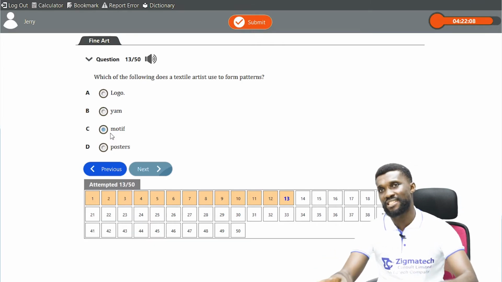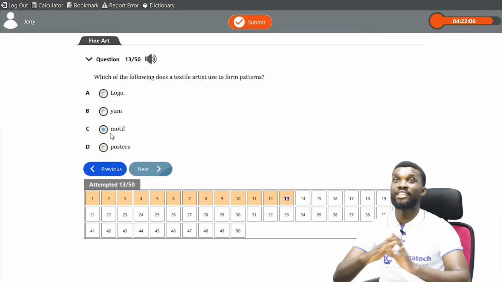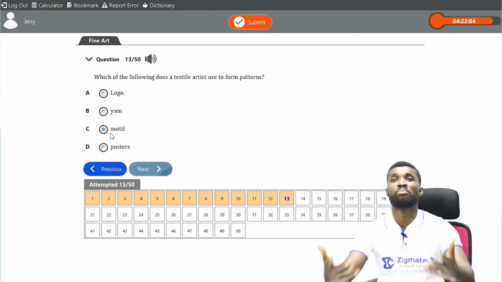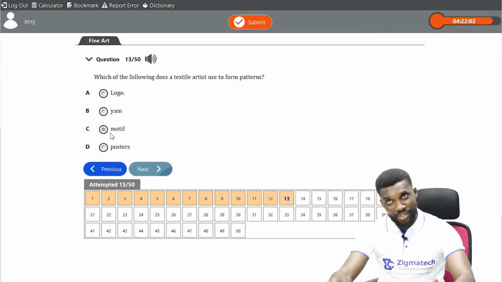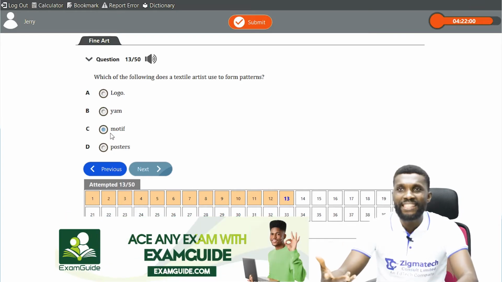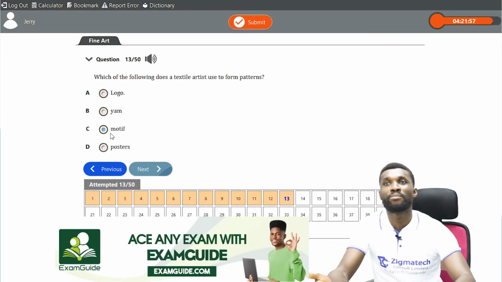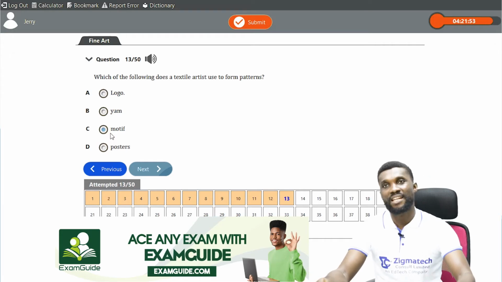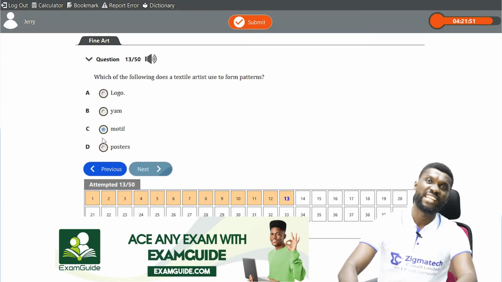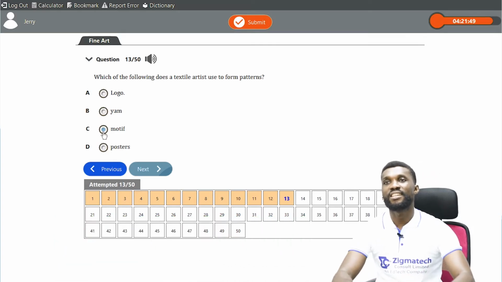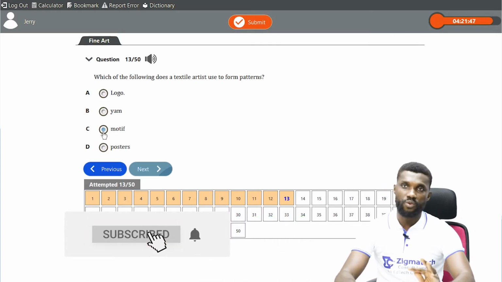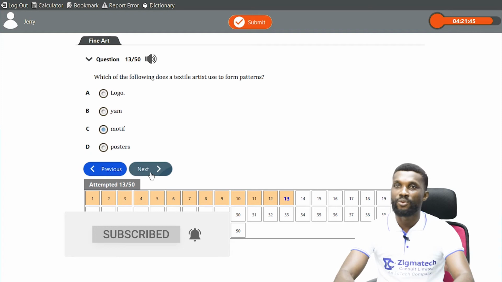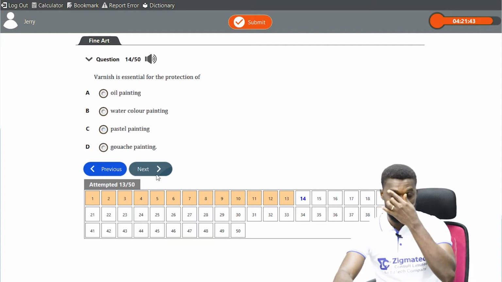Now all these patterns exist, and they are all produced from what? From motifs. So when you get a question like which of the following does a textile artist use to form patterns, you should just know that they use motifs to form pattern. Therefore, the answer to this question is C. All right, so let's go over to question number 14.